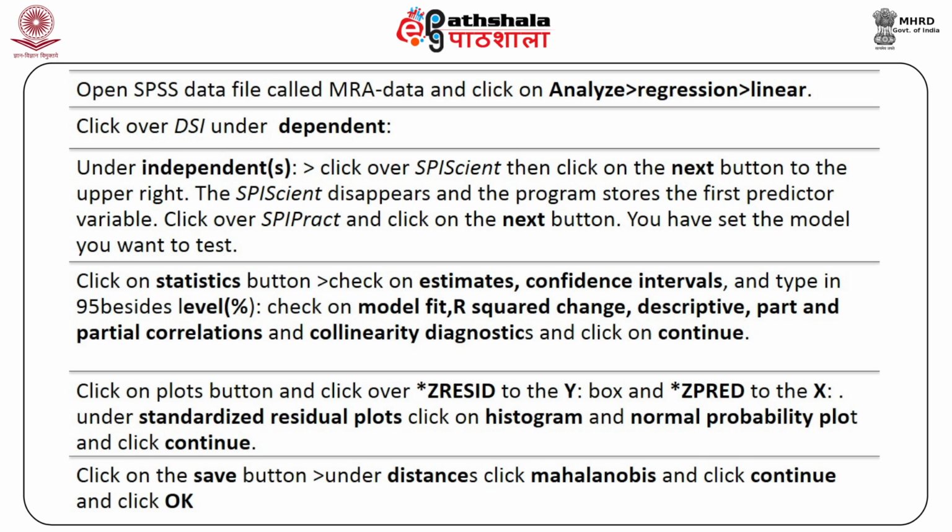Click on the Plots button and click over ZRESID to the Y box and ZPRED to the X box under standardized residual plots. Click on histogram and normal probability plot and click Continue. Click on the Save button, go to Distances, click Mahalanobis and click Continue and click OK.